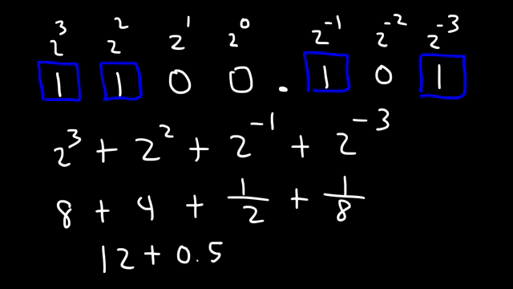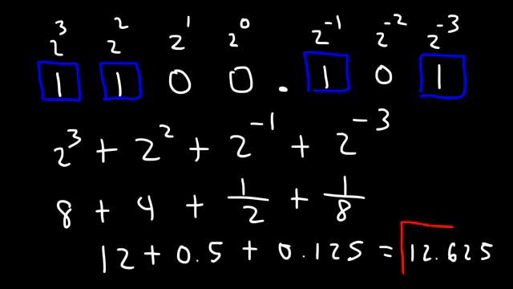1 over 2, if you type that in your calculator, that's 0.5. And 1 over 8, 1 divided by 8 is 0.125. So adding up these three numbers will give us this answer, 12.625. And so that's how we can convert a fractional binary number into a decimal number.